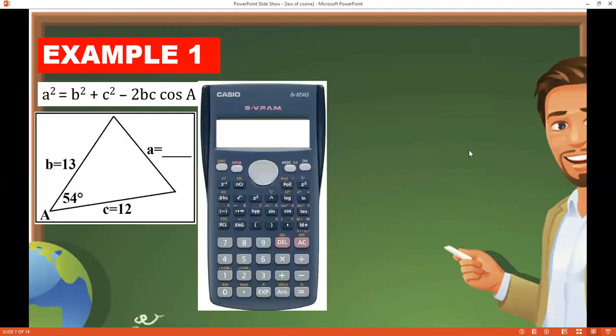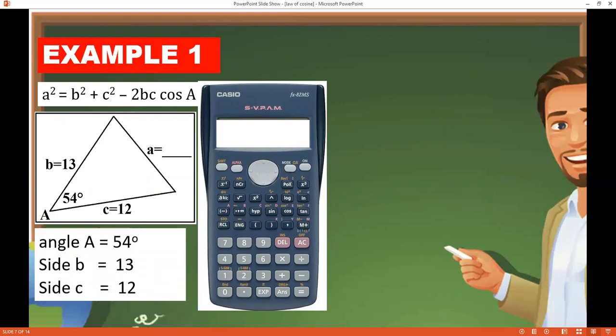Now, let's have an example. Compared to law of sine, mas konting step nito, pwedeng dire-diretso yung pag-solve. So, let us have example number 1. Ang hinahanap natin dito is side a. If you will look at the given, ang given natin, angle A, kasi ang hinahanap natin is side a. Tapos side b, given din, side c, given din. So, what are the given? Angle A is 54 degrees. Side b is 13 and side c is 12.